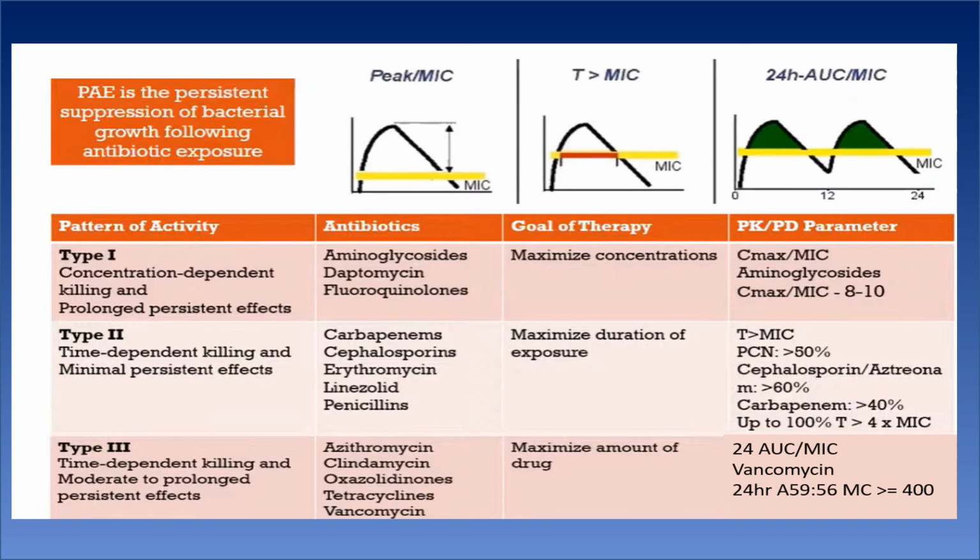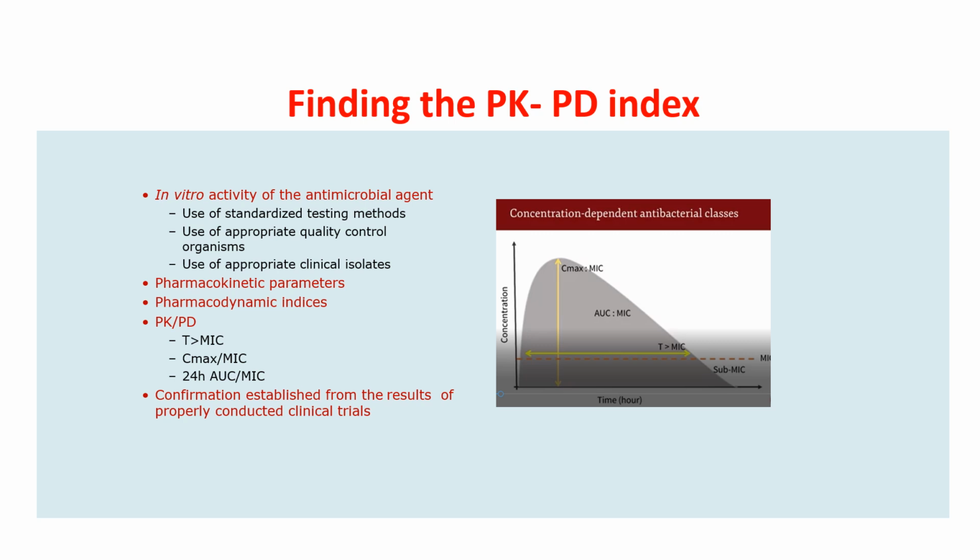Persistent suppression of bacterial growth following antibiotic exposure depends upon the nature of the pattern of activity, whether concentration-dependent antibiotics, time-dependent antibiotics, or AUC by MIC dependent antibiotics. For example, for aminoglycosides, as said before, maximize the concentration. For beta-lactam antibiotics, maximize the duration. For macrolides, maximize the amount of the drug. Finding the PK/PD index is very important in vitro because it will reflect the in vivo situation.